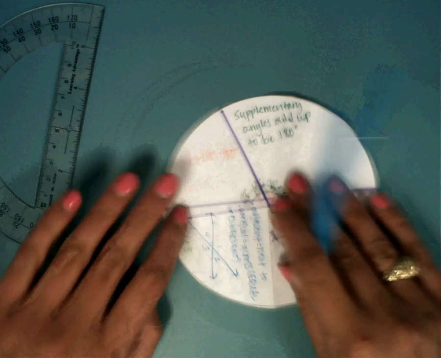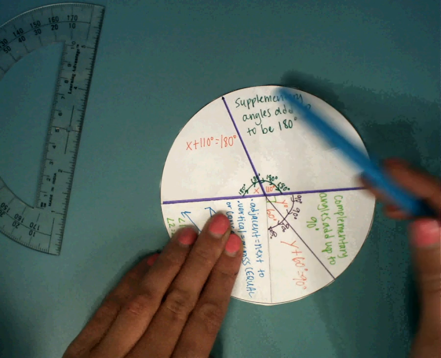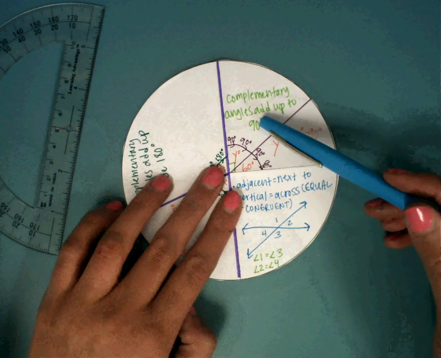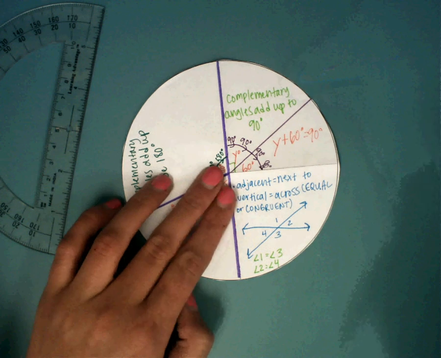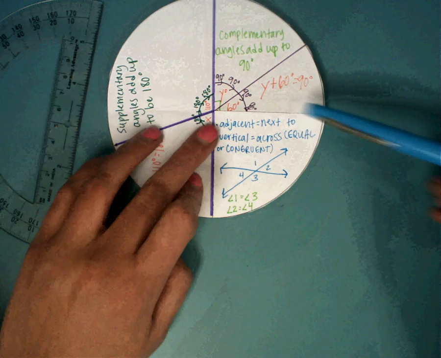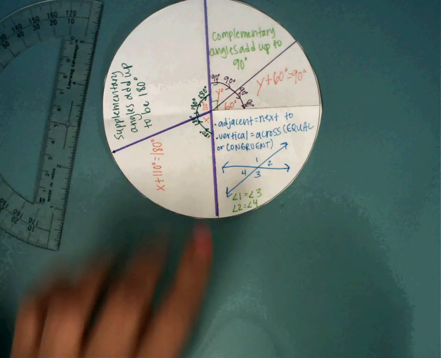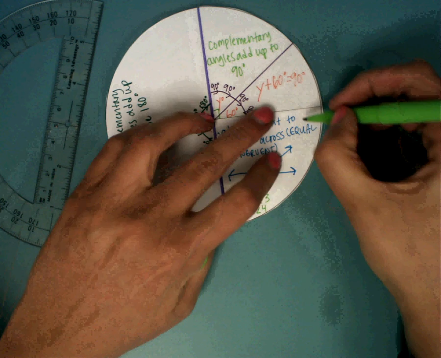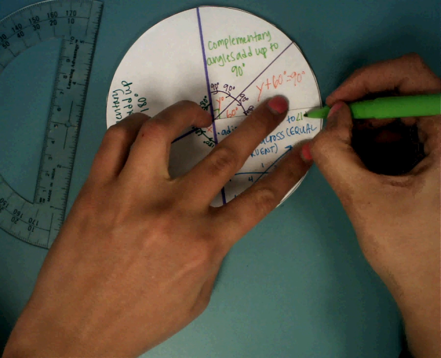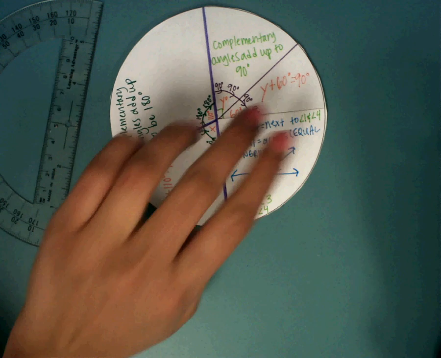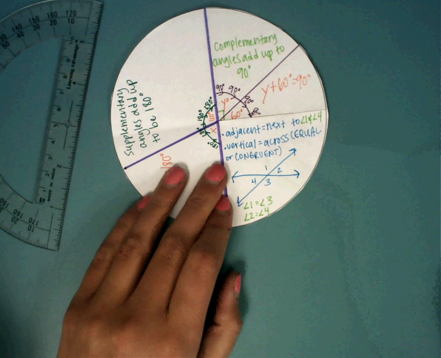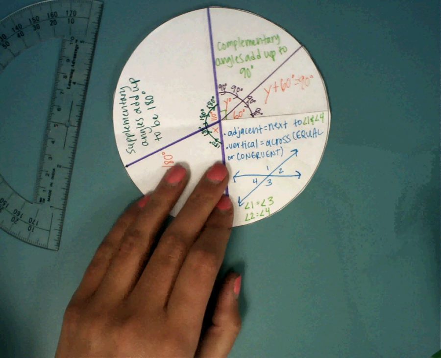So two angles that add up to be 180 are supplementary. Two angles that add up to be 90 are complementary. When we're talking about adjacent angles, I forgot one little thing. The adjacent angles would be, for example, angle 1 and angle 4. And adjacent angles will add up to be 180 degrees, okay?